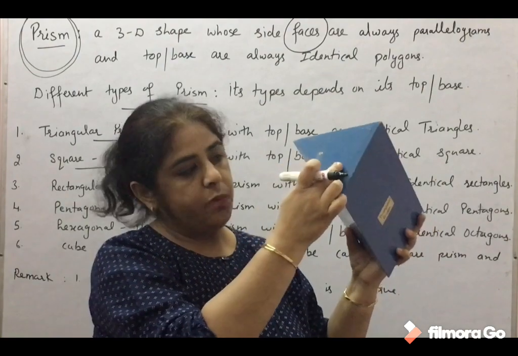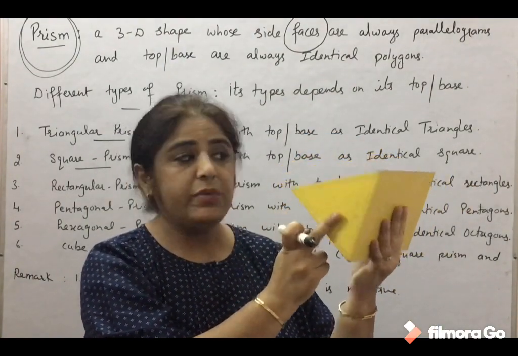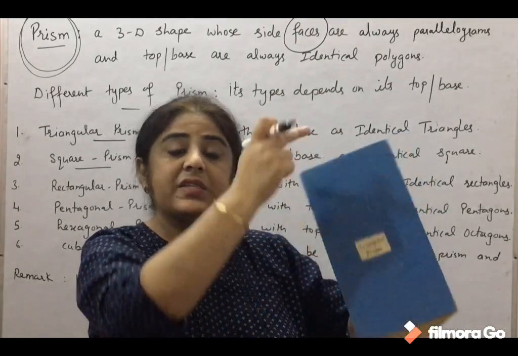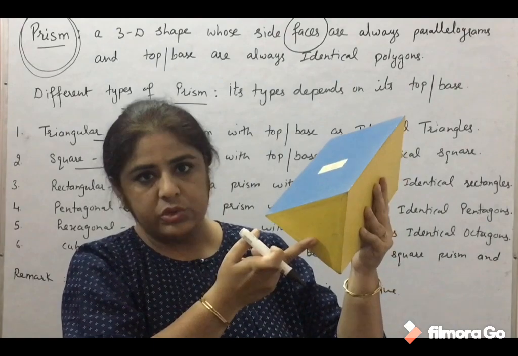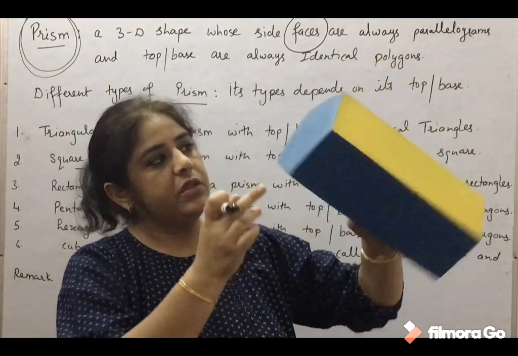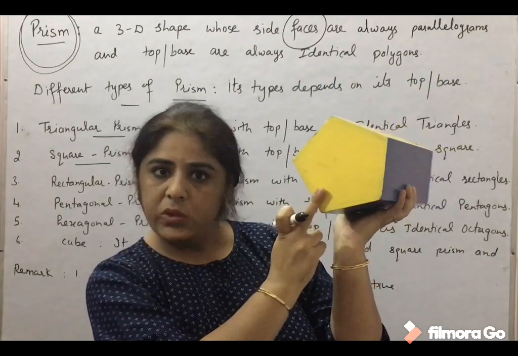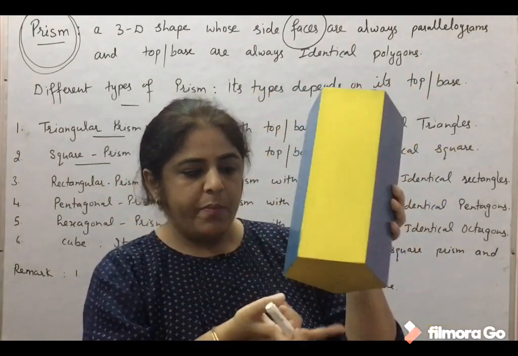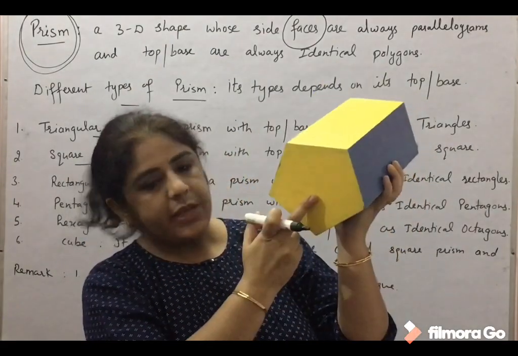Observe this: the top is a triangle and the base is a triangle. Identical means the top and base are the same polygon. If this is a triangle, then this is also a triangle. In the next type, what is the top? Pentagon. And the base is also a pentagon. So the top and base are the same polygon, and this polygon type is pentagon.